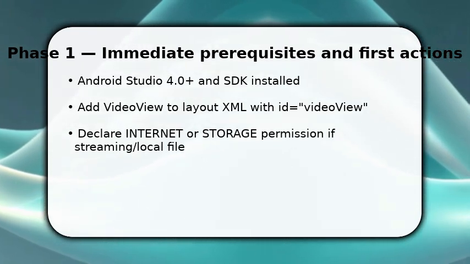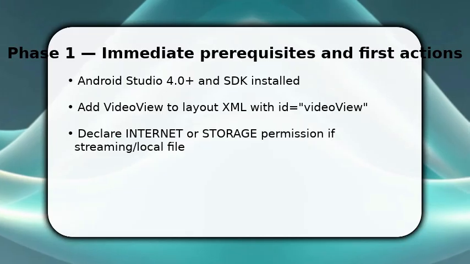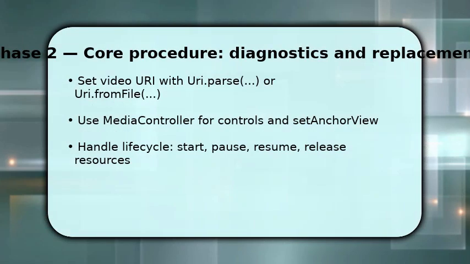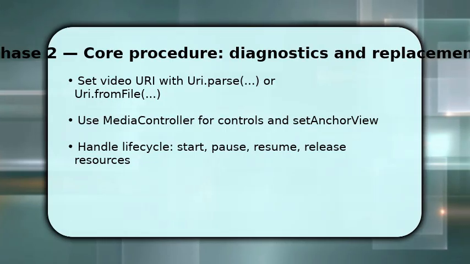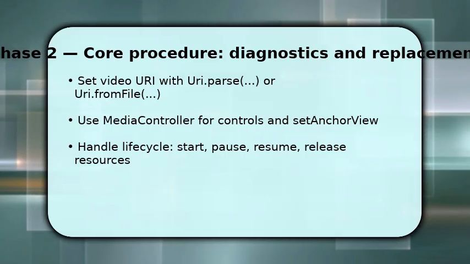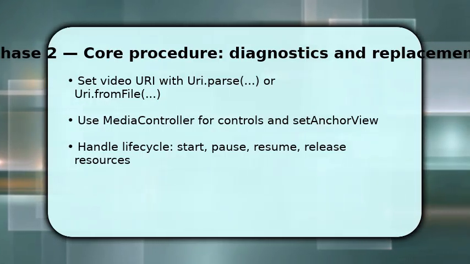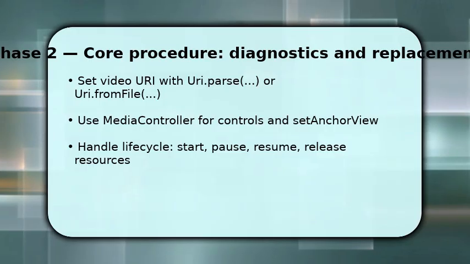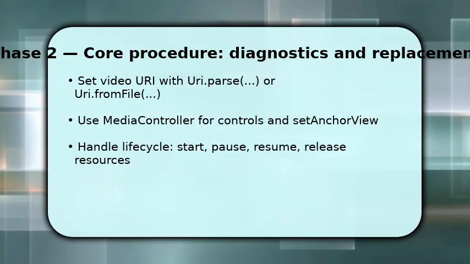Now configure playback. Create a URI for the media source using Uri.parse for remote URLs or Uri.fromFile for local files, and call setVideoURI so VideoView knows what to play. Next, attach a MediaController and call setMediaController, then setAnchorView to provide play/pause UI.